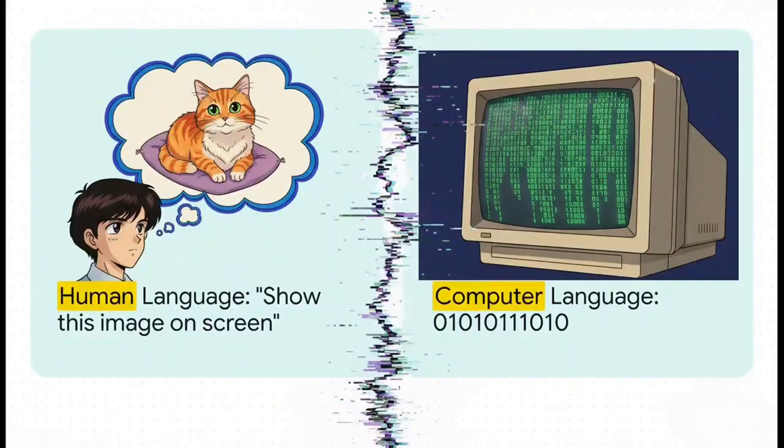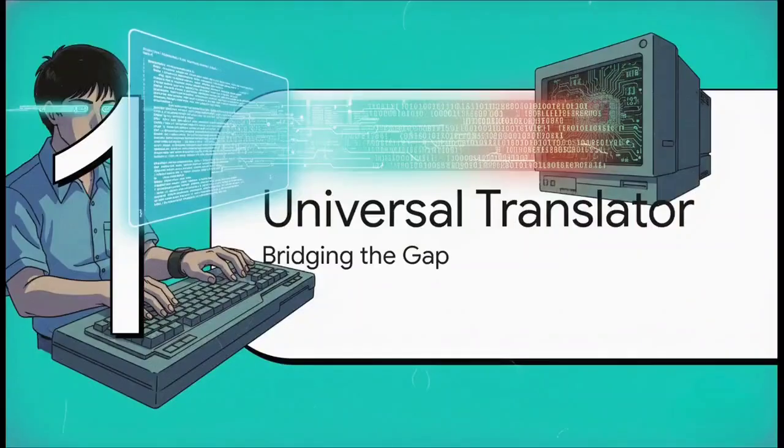And here is the problem, laid out perfectly. On one side, you've got us, humans. We think in ideas. We say things like, hey, show me a picture of a cat. Simple, right? But then on the other side, you've got the computer. And it only, and I mean only, understands this stuff, a bunch of zeros and ones. It's like we're speaking two completely different languages from opposite ends of the universe. So, what do we do? How do we possibly bridge that enormous gap?